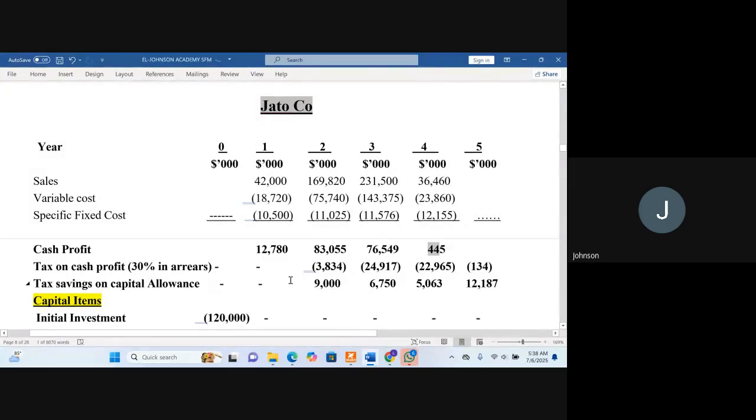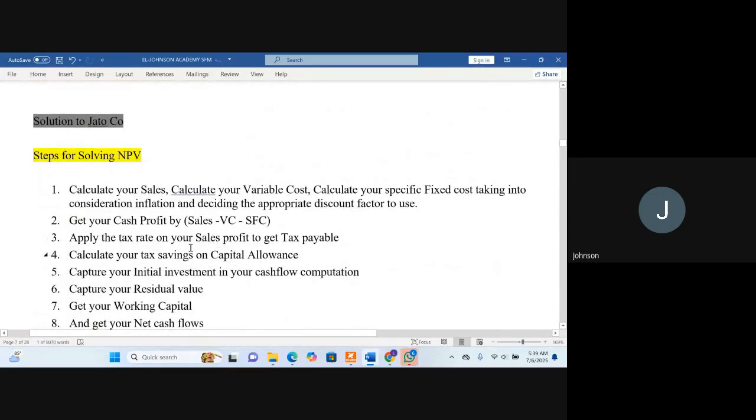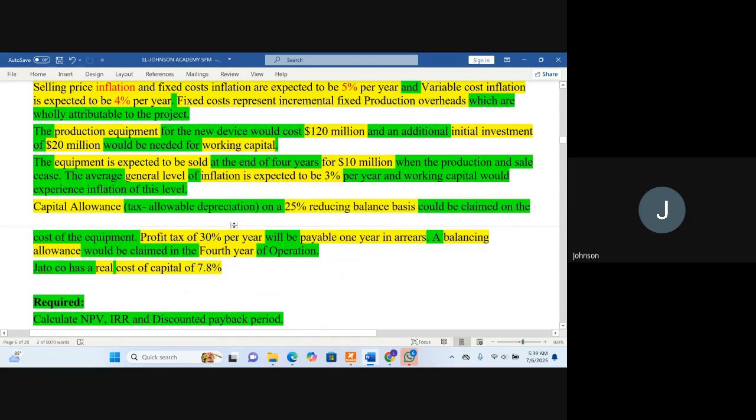Now, the next step, after you've got your tax, is that you go and check what our tax savings on capital allowance is. So it means that you need to go and calculate your capital allowance. Also, remember, they told us when the asset will be sold: that the asset will be sold at the end of year four at 10 million. Remember, they said that. And they also told us that the tax allowable depreciation of the asset is 25% reducing balance basis.